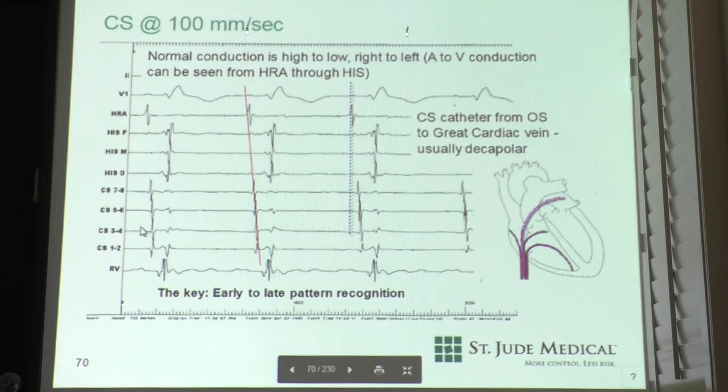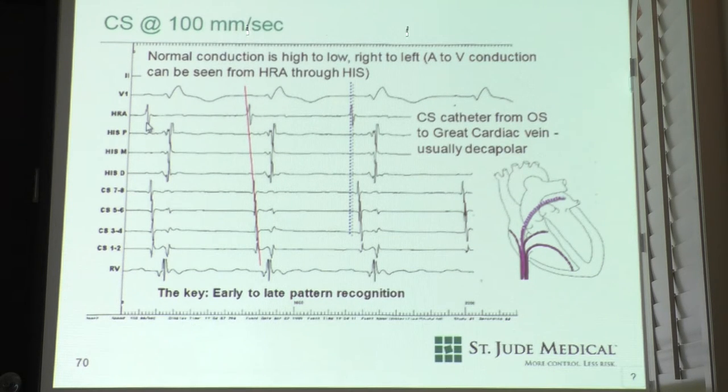Why? Why is the A later on the left? Further from what? You're right. So where does a P wave start? It starts in the SA node. It does. So are you closer or farther from the SA node? You got it. It has to conduct farther, right? It has to travel farther.